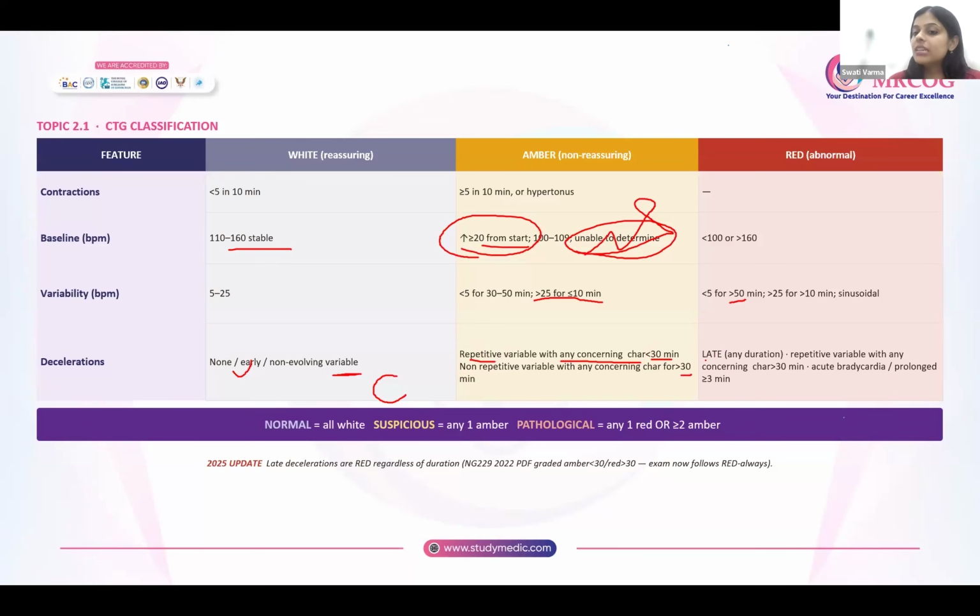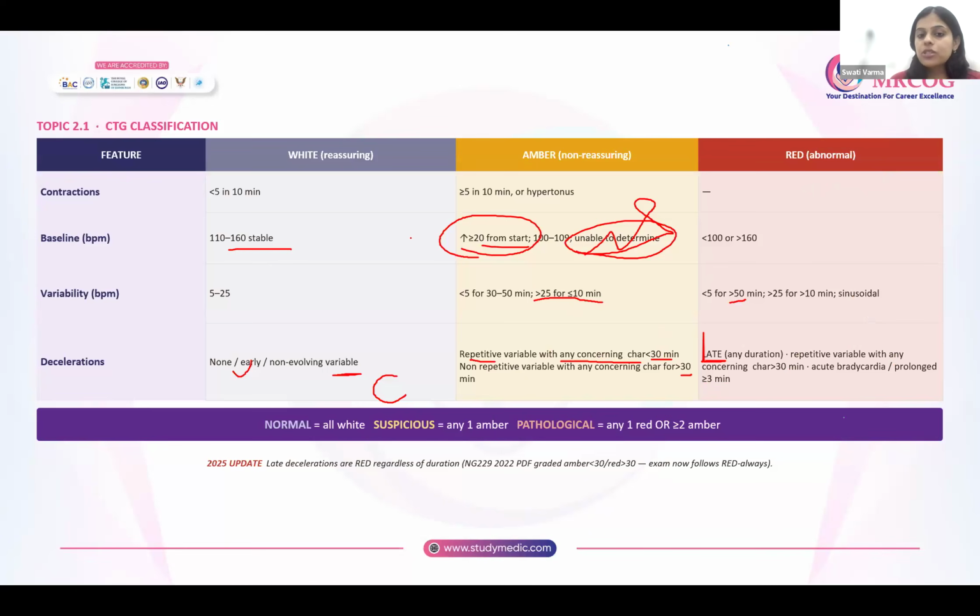Now, this is a recent update. Please all of you make note that any late deceleration is red. Any late is red, any duration. Or repetitive also, concerning characteristic also, and more than 30 minutes also, then again it becomes red. Or again acute bradycardia or prolonged deceleration for more than 3 minutes. You have to expedite the delivery, it's red.